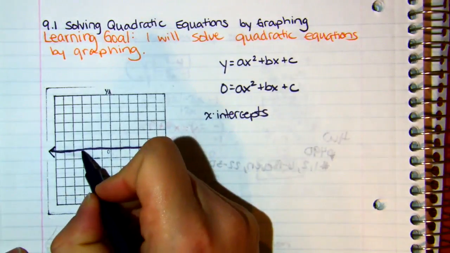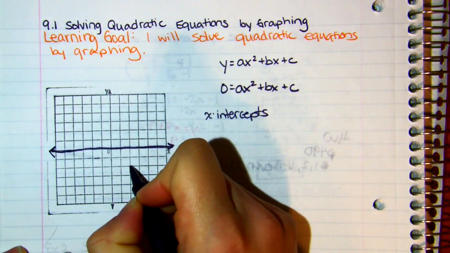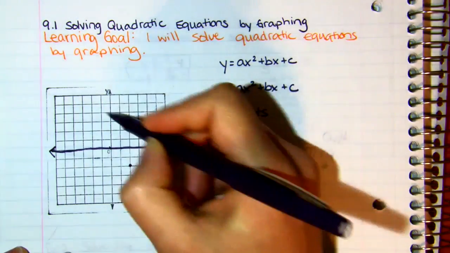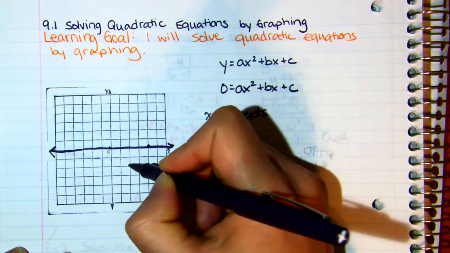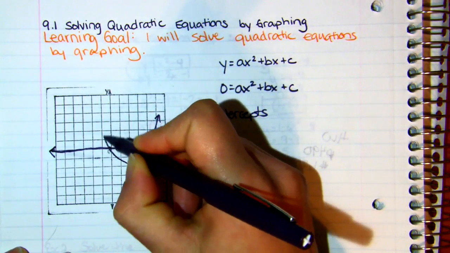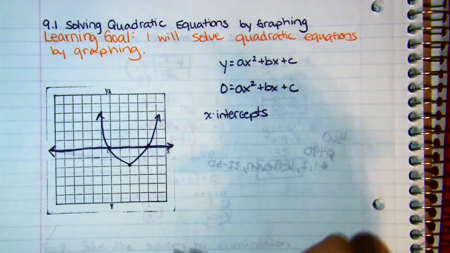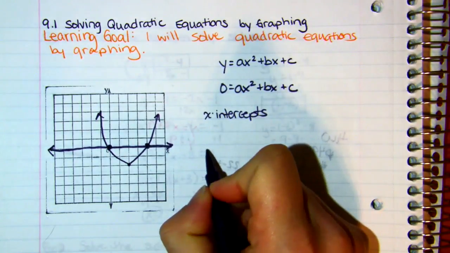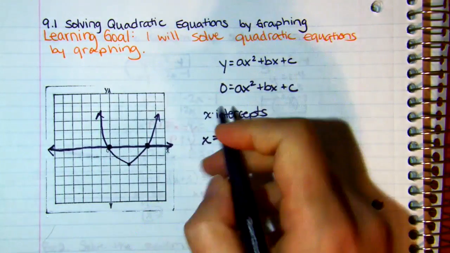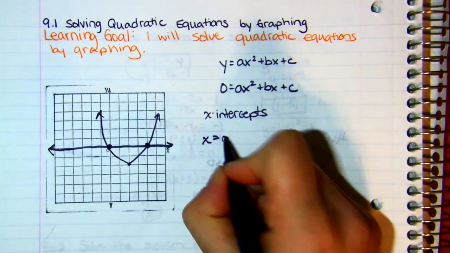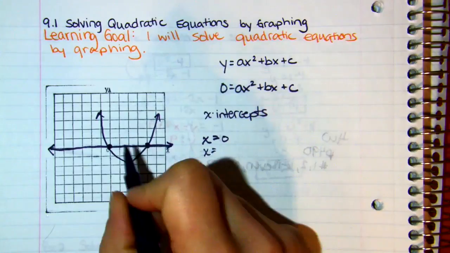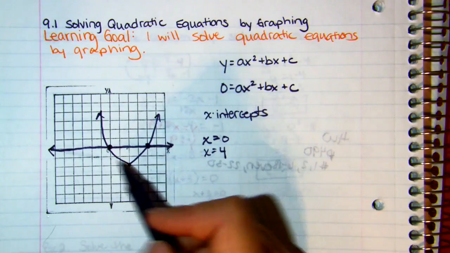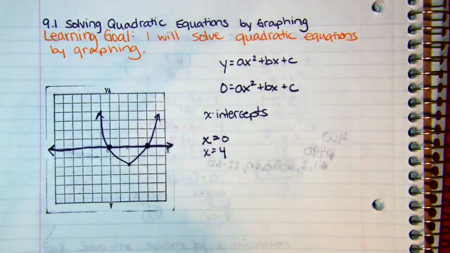So if I had a graph that looked like this, and obviously I'm just winging it right now. If I graphed a quadratic and this is the parabola that I came up with, my solutions for this graph, or for this equation, would be x equals 0, because I cross the x-axis at 0, and x equals 1, 2, 3, 4. So I have two solutions here because my parabola crosses the x-axis in two places.